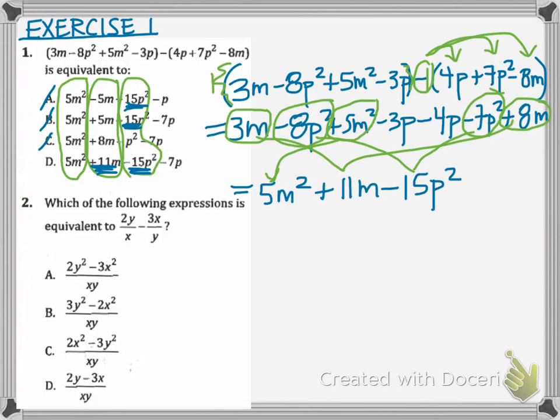Our last term are our p's. I've got -3p, -4p. Those are both going to combine to make -7p. And yes, it's still got to be the last one. So the answer to exercise 1 is D.